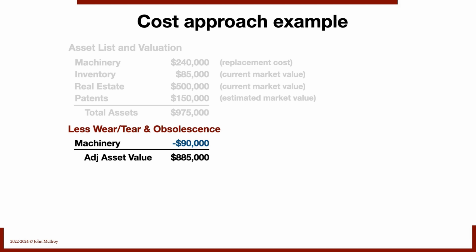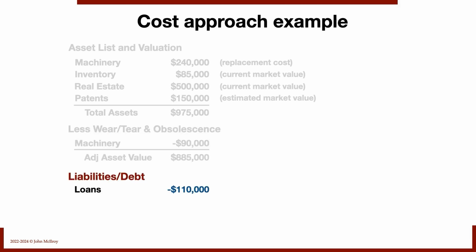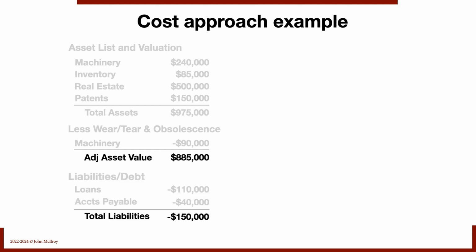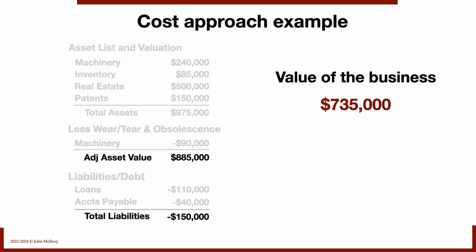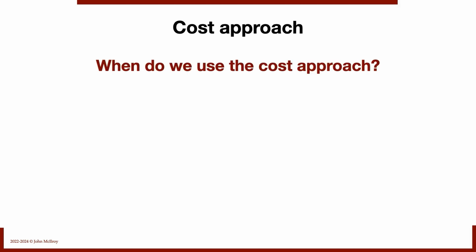Of course, we have to take into consideration the financial liabilities and debt, and we have loans of $110,000 and accounts payable of $40,000. So in terms of total liabilities, negative $150,000. So if we take a look at the net asset value of this business, it would be the adjusted asset value minus the total liabilities, which in this case would be $885,000 minus $150,000. So the net asset value is $735,000, and therefore we would consider the value of the business to also be $735,000.